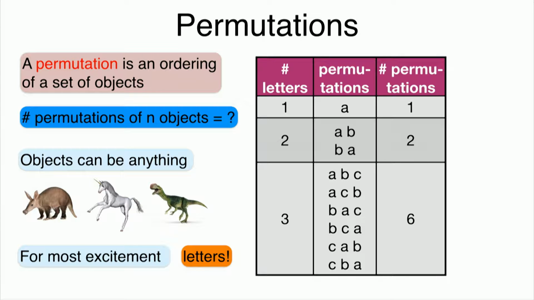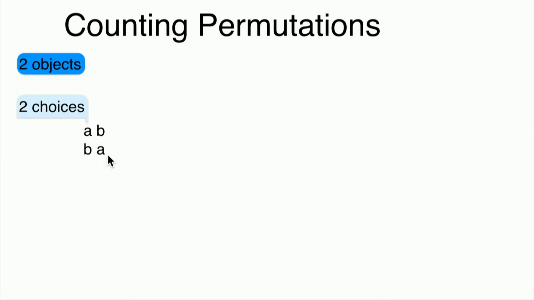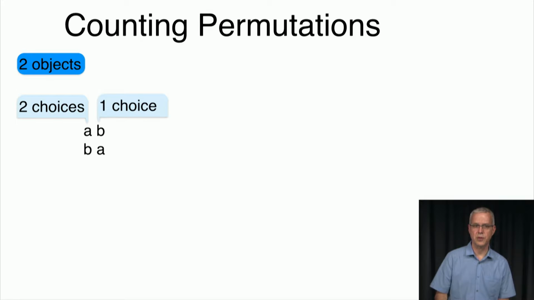Okay, and we're interested in counting this number as a function of the number of objects that we have. So let's see what happens when we have two objects, A and B. Then we can start with A or B. So we have two ways to start the sequence, two choices. But once we started with A, then the next object must be B. And if we start with B, the next object must be A.